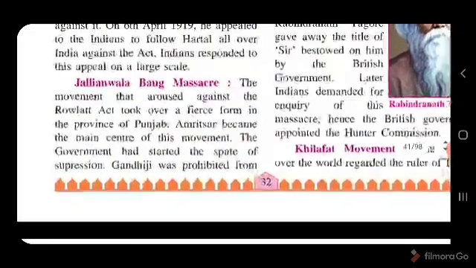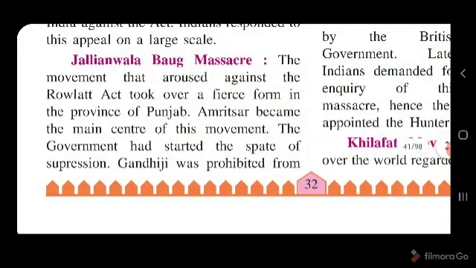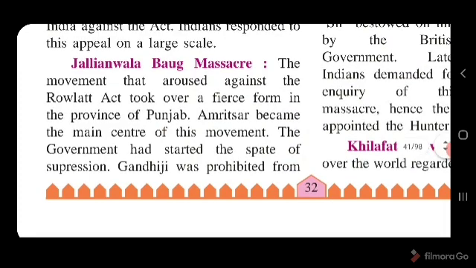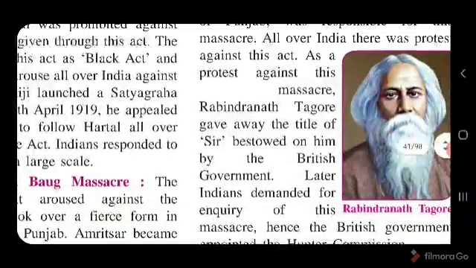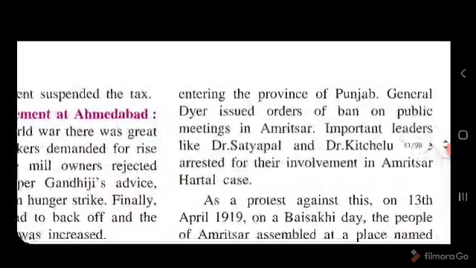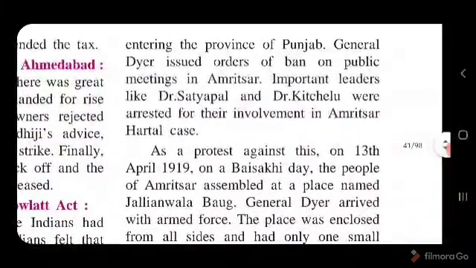Okay, now another point is there, the Jallianwala Bagh massacre. A very dangerous incident was there in history. The movement that arose against the Rowlatt Act took a fierce form in the province of Punjab. Amritsar became a main center of this movement. The government had started the spectre of suppression. Gandhiji was prohibited from entering the province of Punjab.